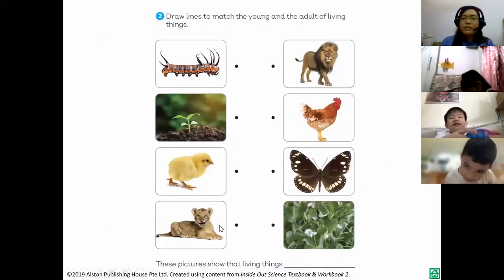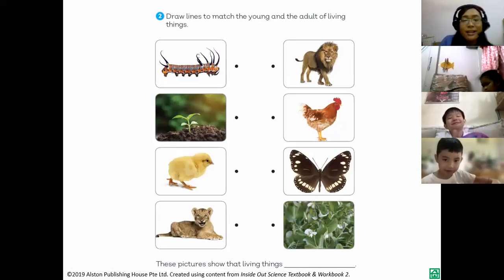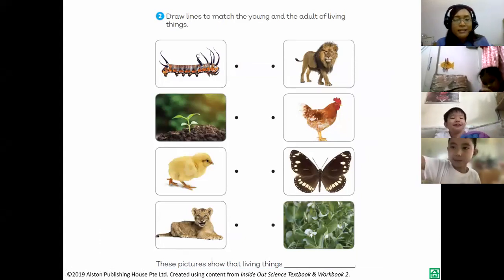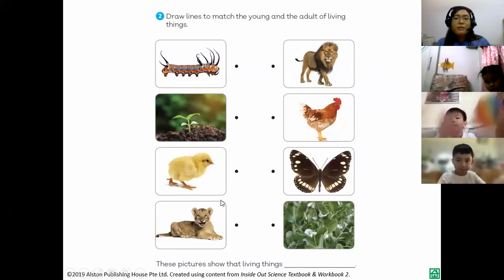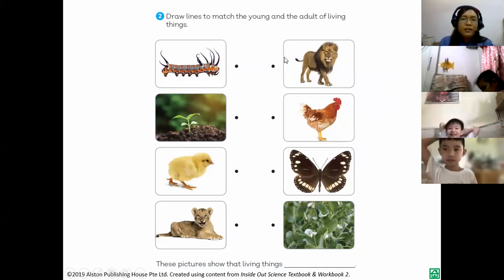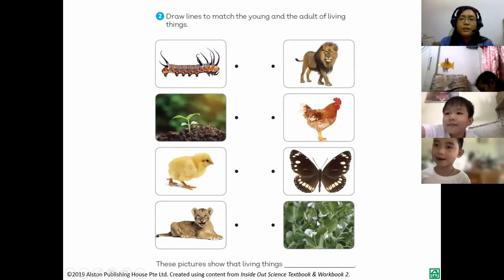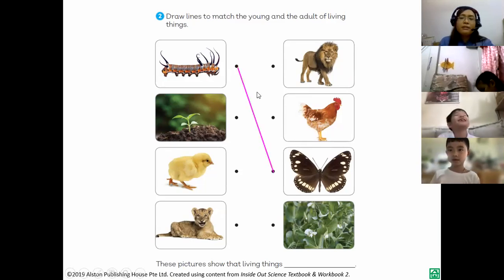Now turn your book to page number 3. All we have to do is match the young living thing to the adult living thing, okay? So this is 1, 2, 3, 4, and the other side also is 1, 2, 3, 4. Let's proceed first to number 1, caterpillar. What do you think matches with this animal? Butterfly. Okay, that's number 3, butterfly.